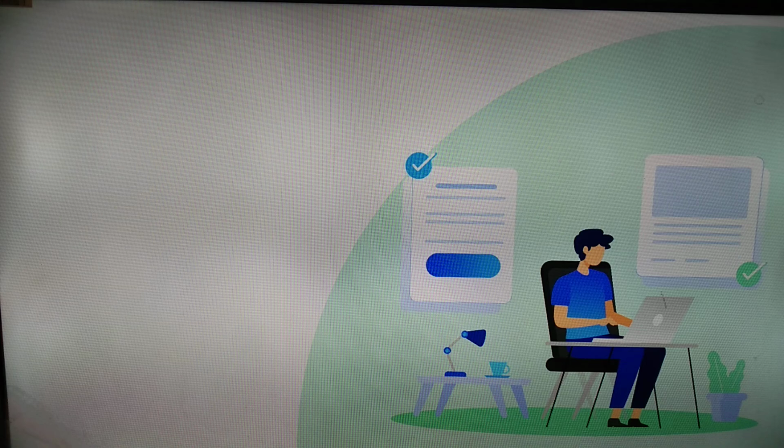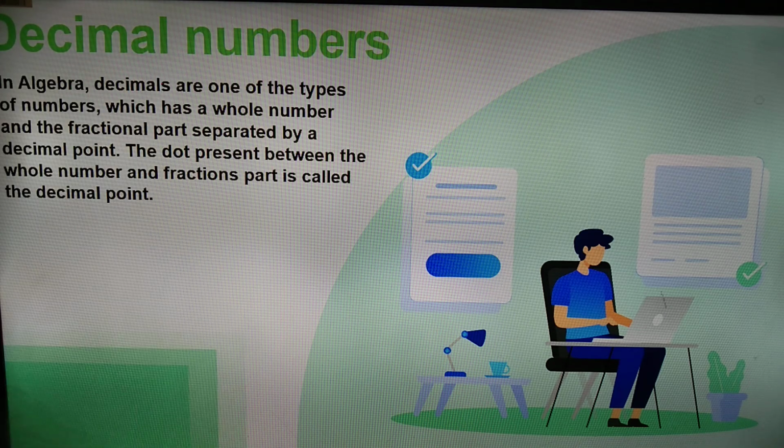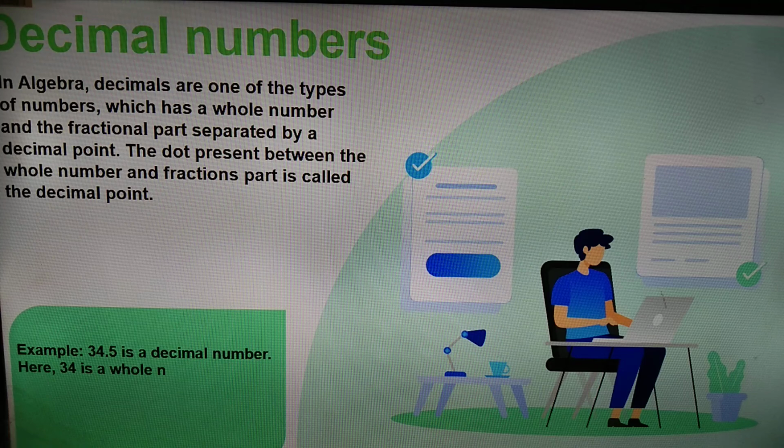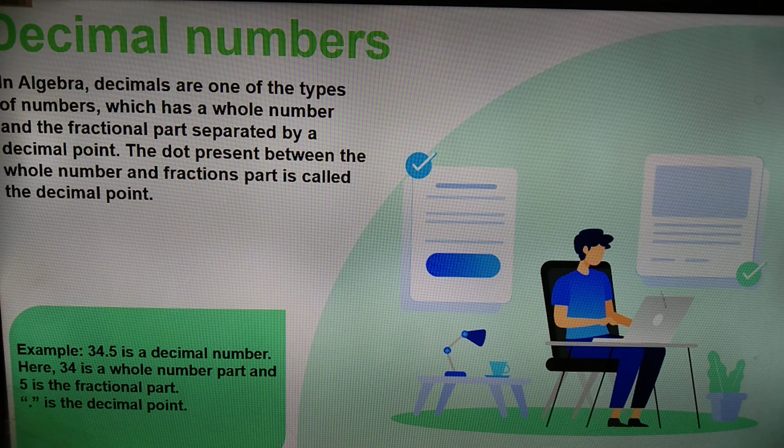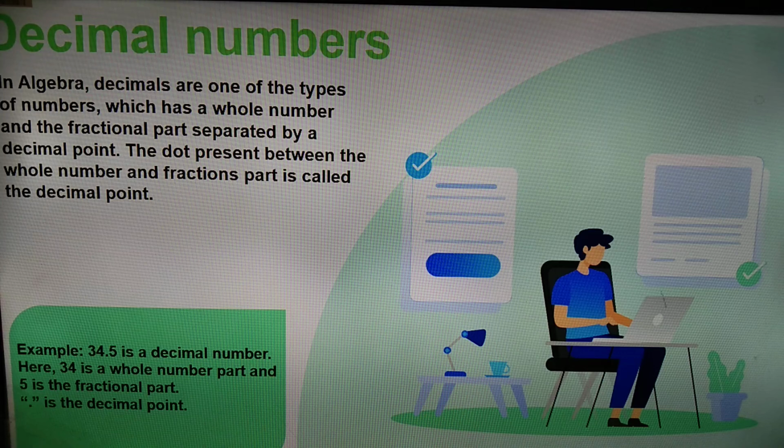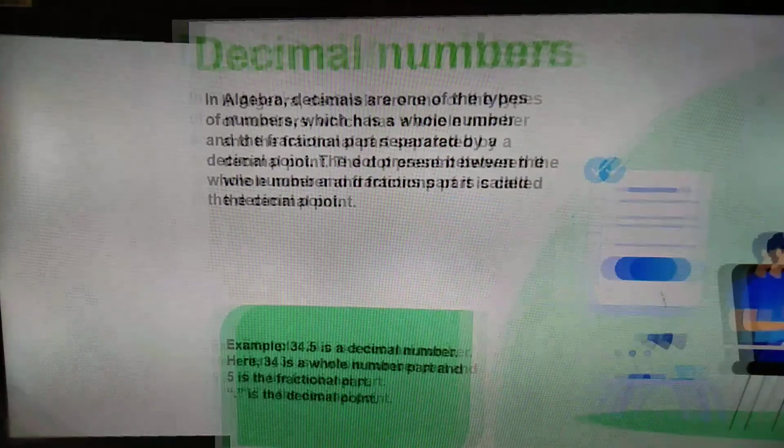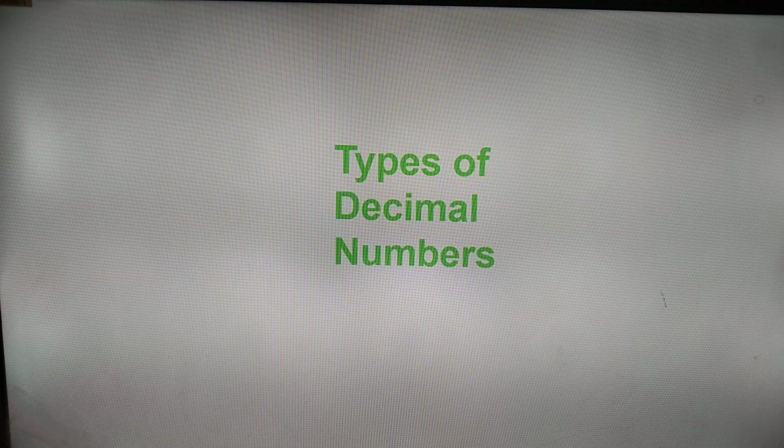Now let us see what we mean by decimal numbers. In algebra, decimals are one of the types of numbers which has a whole number and a fractional part separated by a decimal point. The dot present between the whole number and the fraction part is called the decimal point. Example: 34.5 is a decimal number. Here 34 is the whole number part and 5 is the fractional part. The dot is called the decimal point.